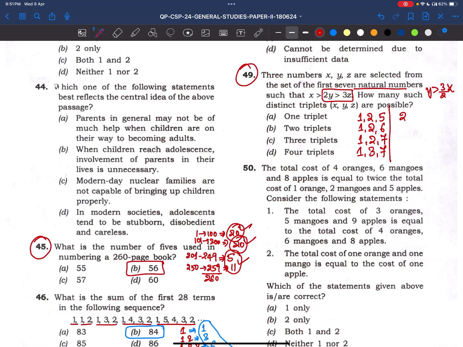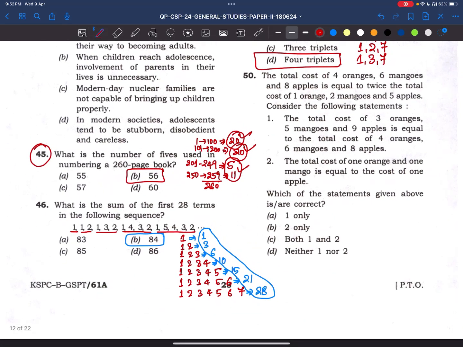Now if we take Z is equal to 2, Y should be greater than 3 by 2 times of Z. So Z is equal to 2 means what? Y should be greater than 3. That means it should be 4 here. And X should be greater than 2 times of Y. That means X should be greater than 8. So we have to take 9, but only 7 natural numbers now. So we are exhausted with the values. How many triplets are possible? 4 triplets are possible. Right?